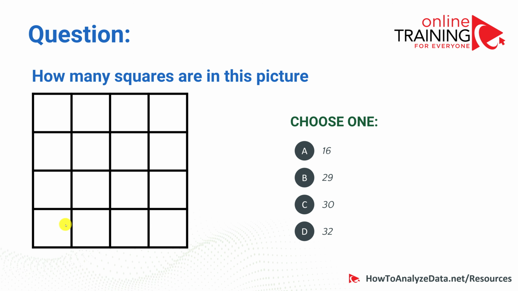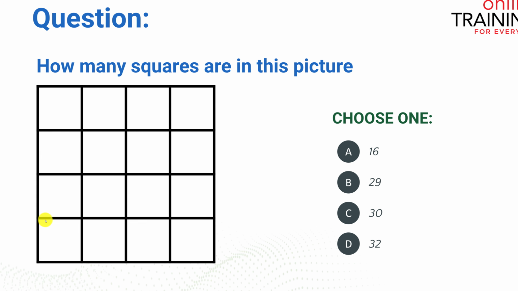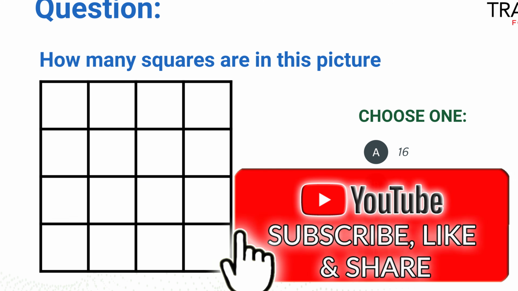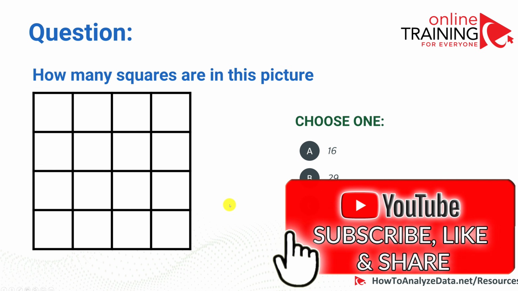The confusing part of this question comes with the fact that squares are not only the small squares that are shown in the picture. So if you do only small squares, the answer would be 16. But you can have this area as a square, you can have this area as a square, and the large area is also a square. So once you calculate all of those, you will get to the correct answer.